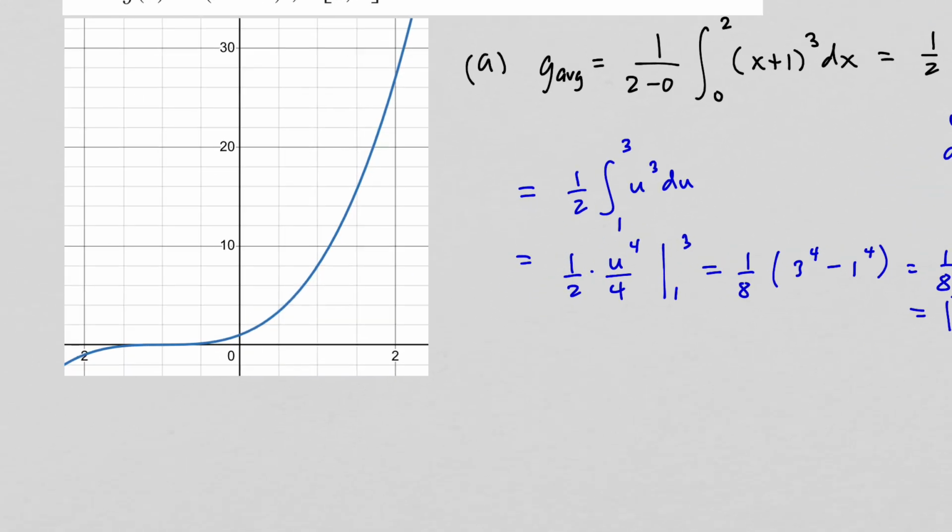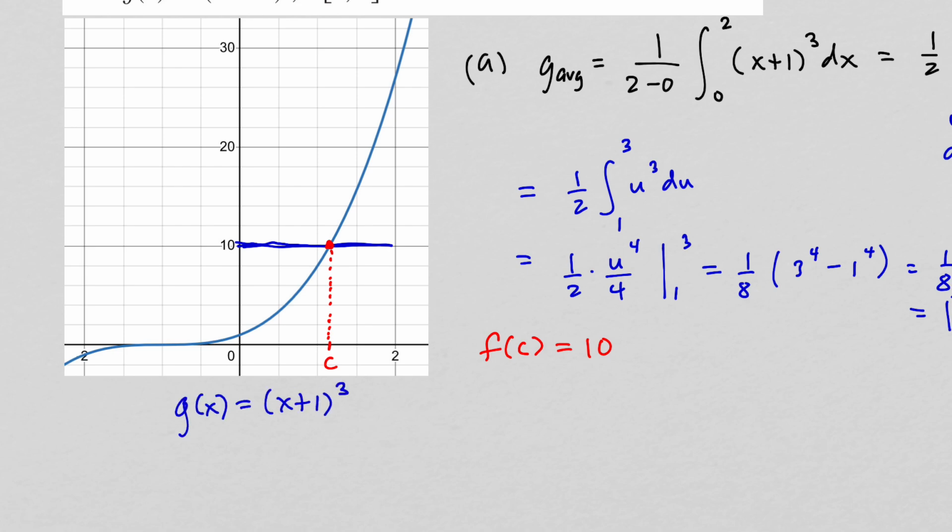Now, the second part is, since the average value is 10, there will be a value corresponding to that average value of 10, which we call c. And what we know is that f of c must be equal to 10. So how do we find that value c? Well, remember, in this case, g of x was (x plus 1) to the third power. So actually this should say g of c, not f of c. Sorry, old habits here, right?